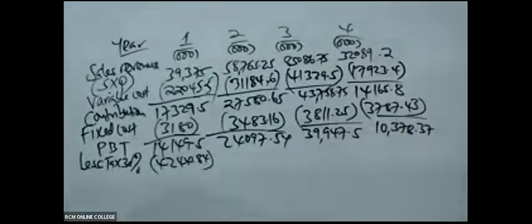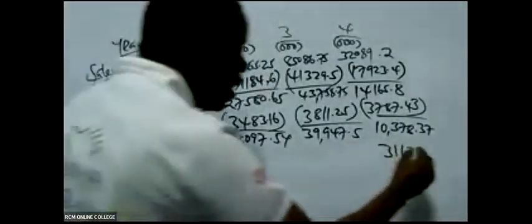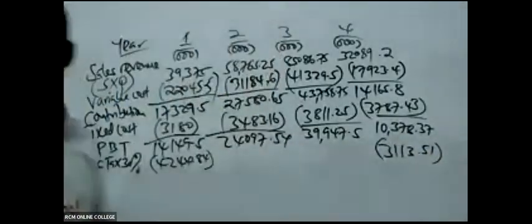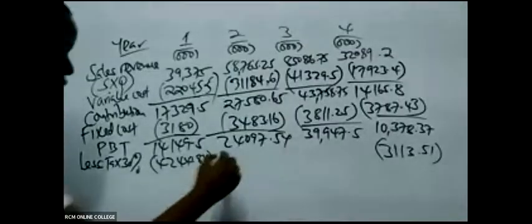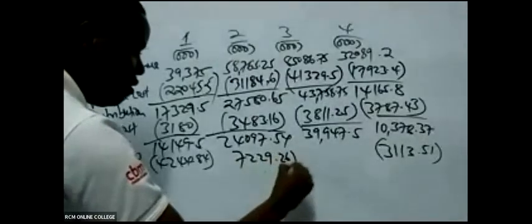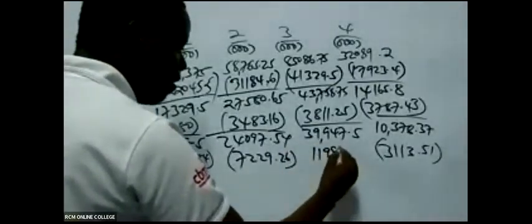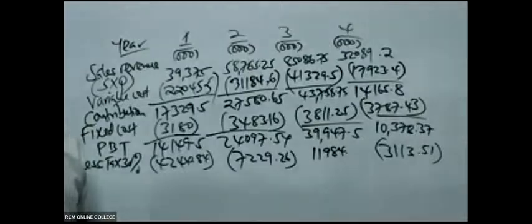Year 2. Tax for year 2. Year 4 tax is 3,113.51. What about year 2? 7229.26. Year 3, 11,984.25.